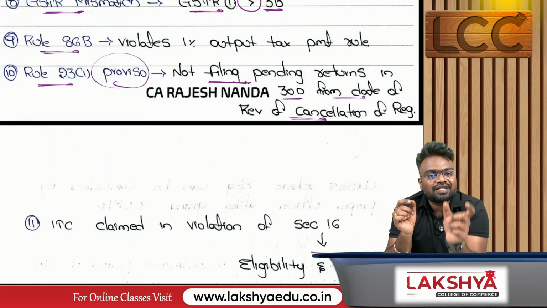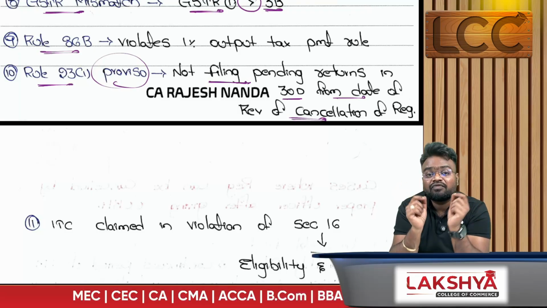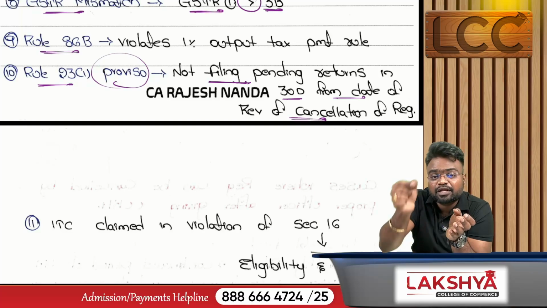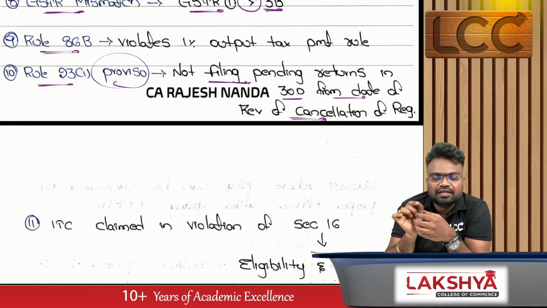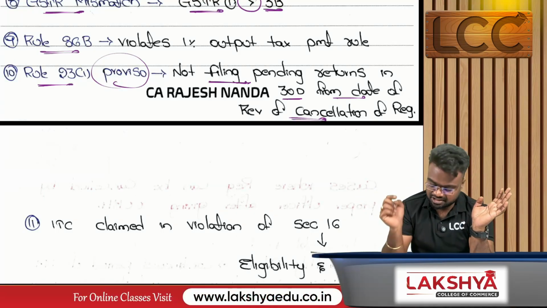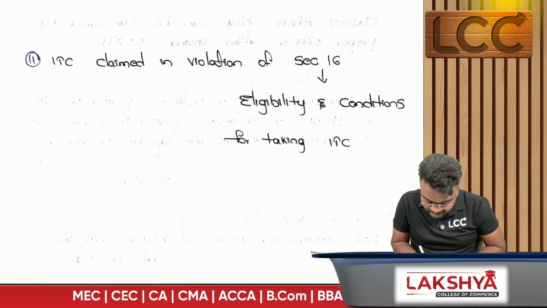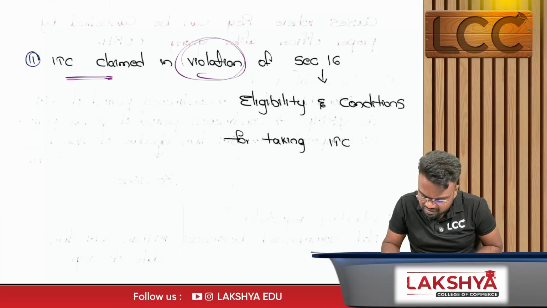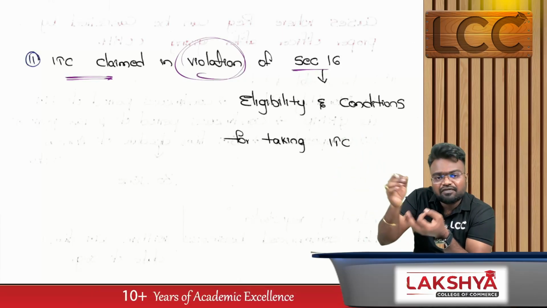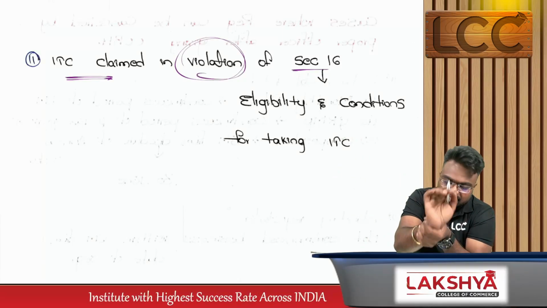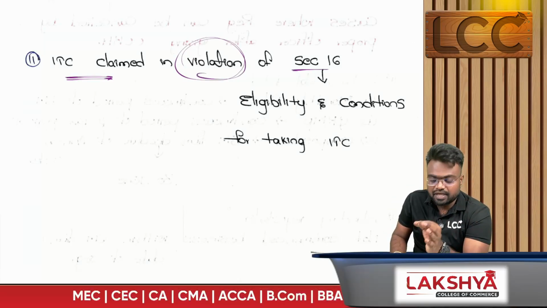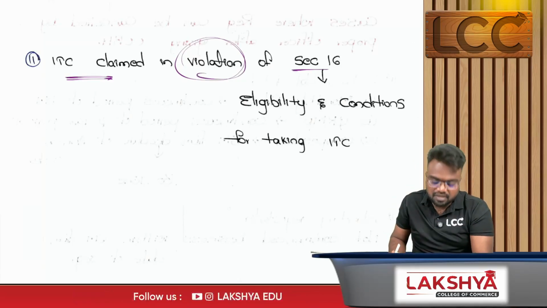For the period between the cancellation and the revocation, what do we need to do? We need to file the pending returns within how many days? Within 30 days from the date of revocation. If you do not file any return within 30 days, again what can the proper officer do? He may cancel your registration. And the last point, ITC claimed in violation of section 16. There are conditions for taking ITC. If any of the conditions are violated, the proper officer can also cancel your registration. So these are the cases where the proper officer can cancel your registration.